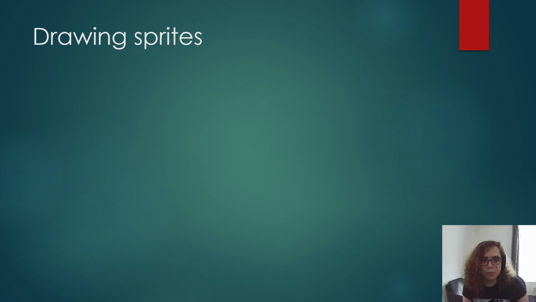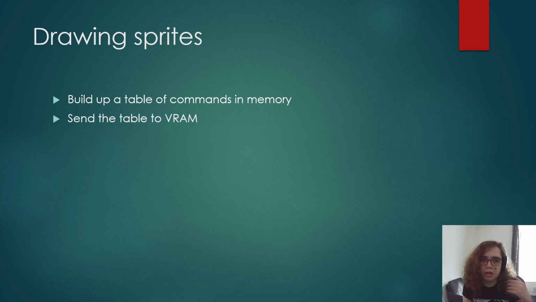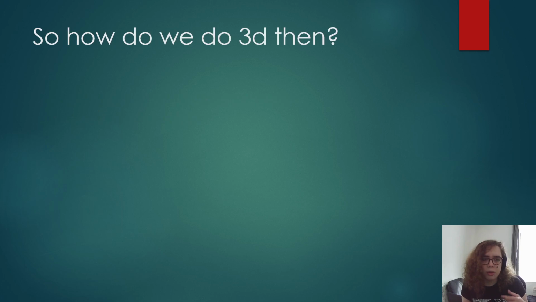Okay, so how do I actually draw sprites with the Saturn? That's the question then. It's pretty straightforward. You build up a table of commands in memory. You then send that table over to VRAM, and that's it. It's actually pretty straightforward to draw sprites. So you might be thinking, well, how the hell do we draw 3D graphics? Because this is a 3D console, and nothing I've mentioned so far involves 3D.